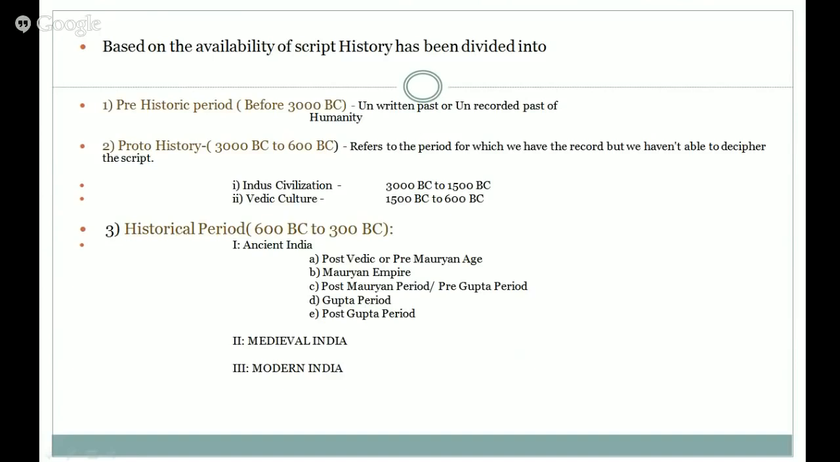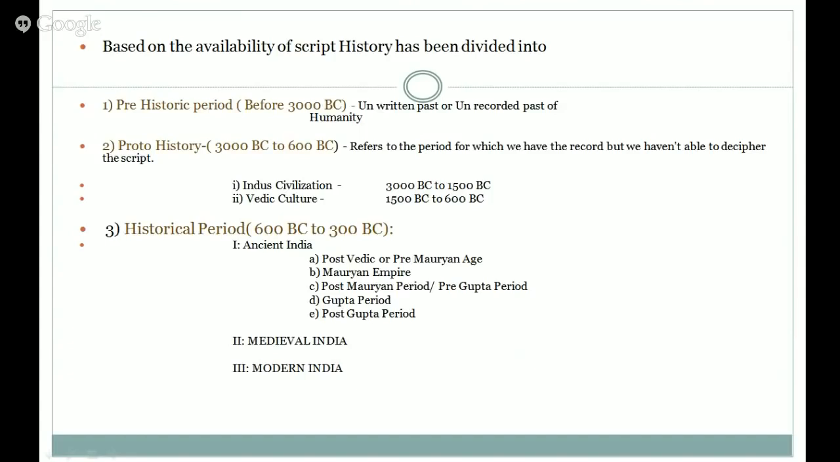There, much of the script is available, but we can't decipher it. Till today, archaeologists and other people are trying to decipher those scripts, but it's been in vain. They can just see some pictures and imagine the life over there. And the third one, the historical period, means everything we know: the script is available and we are able to decipher it and understand things, the houses are available and we can see them, the stones are available and we can see them. That is called the historic period.